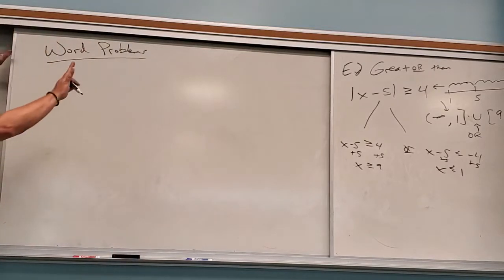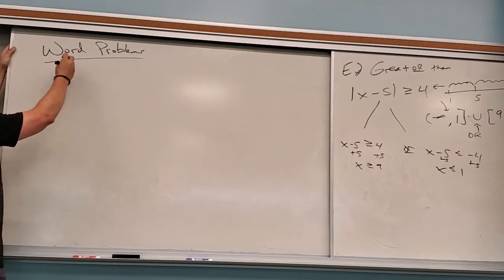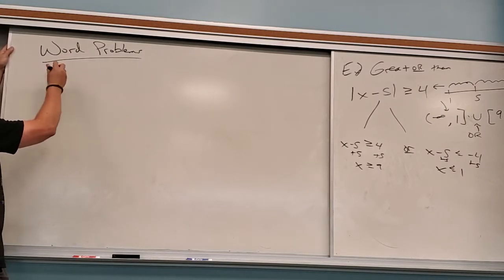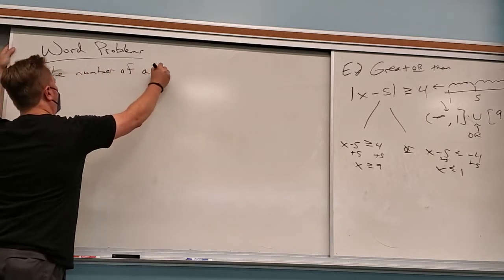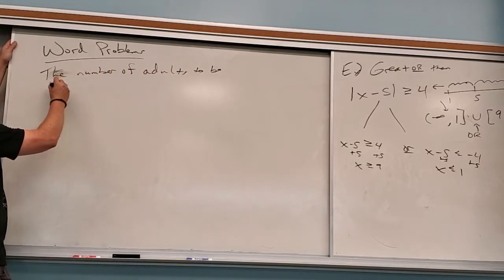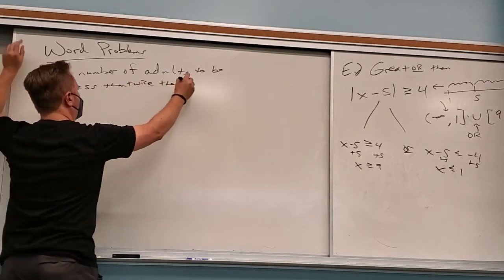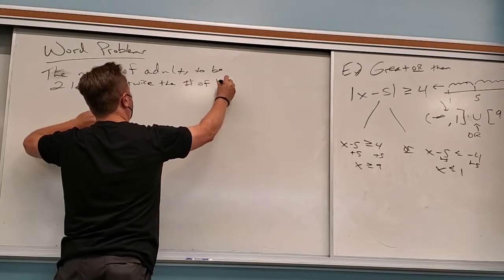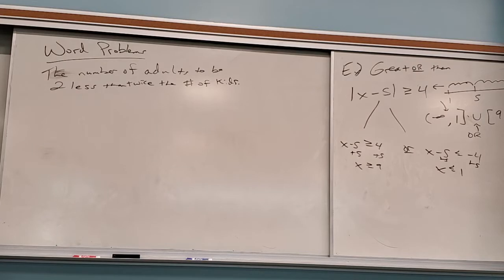So let's say we're gonna have an event. We're not sure how many people are gonna come, but we want the number of adults to be 2 less than twice the number of kids. I could have done it the other way. This is fine. So we want the number of adults to be 2 less than twice the number of kids.